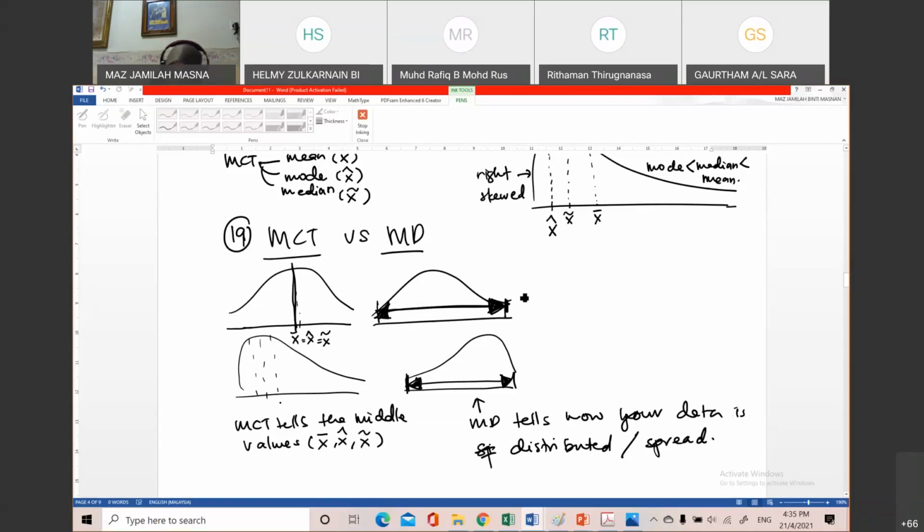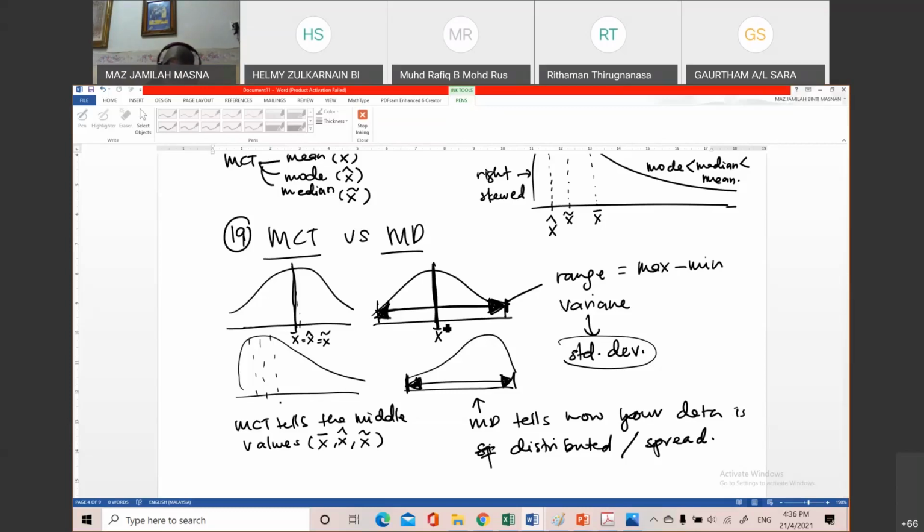That spread can be described by using your range, the easiest one, the maximum minus the minimum, or by using your variance. And from variance, you can get your standard deviation. If we are talking about symmetric data, then it is the deviation of each data from the middle value, your X bar. That is your measure of dispersion.